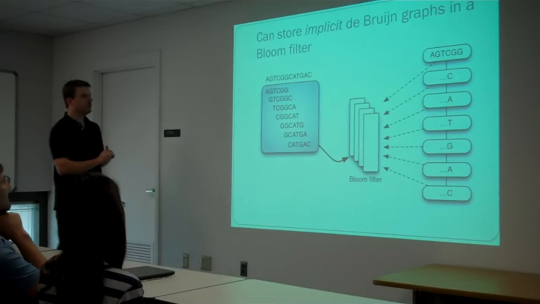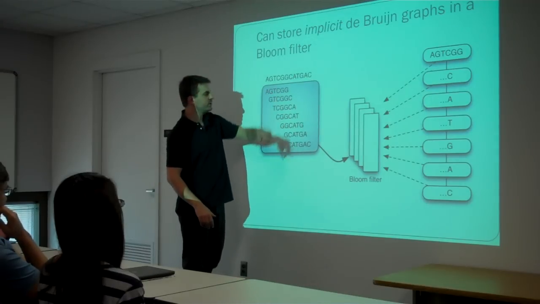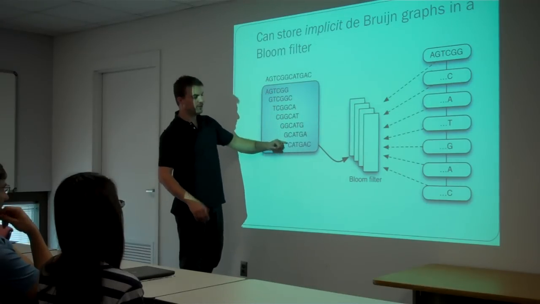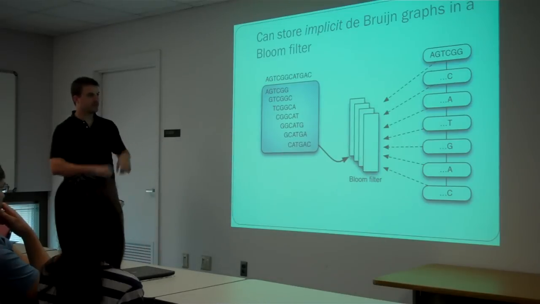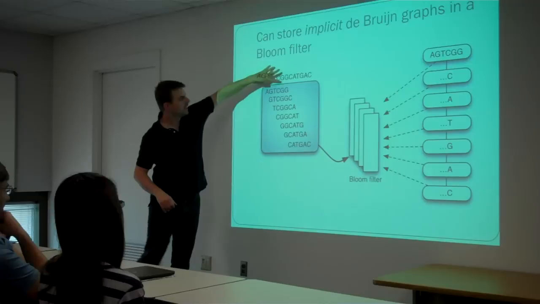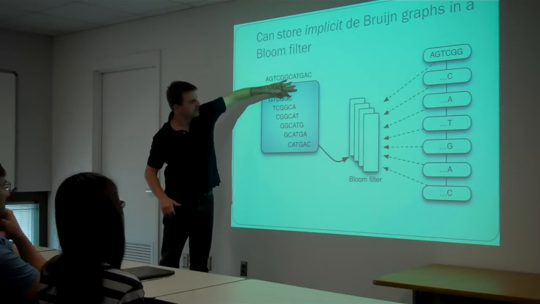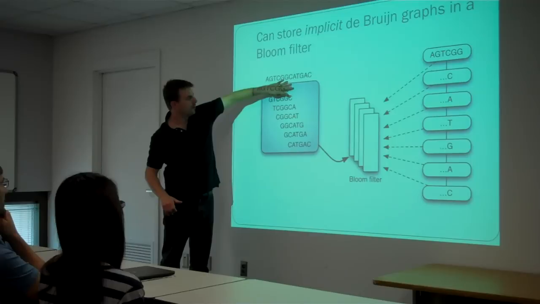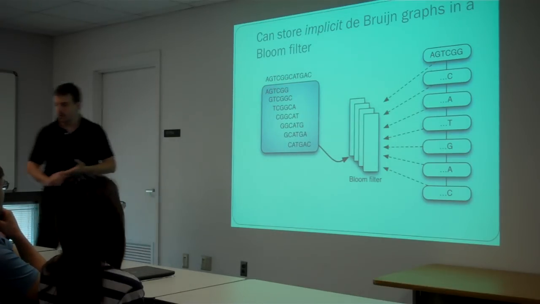So it turns out you can use a Bloom filter to store implicit De Bruijn graphs, by taking all of the k-mers in your data set and feeding them into a Bloom filter, which is just a set membership data structure that's probabilistic and compressible. You can store them all, and then walk from k-mer to k-mer by asking: can I take this 5-base k-mer and extend it with an A, C, G, or T? Yes, I can extend it with a C. Therefore, there's an edge between these two nodes, so that's an implicit graph.